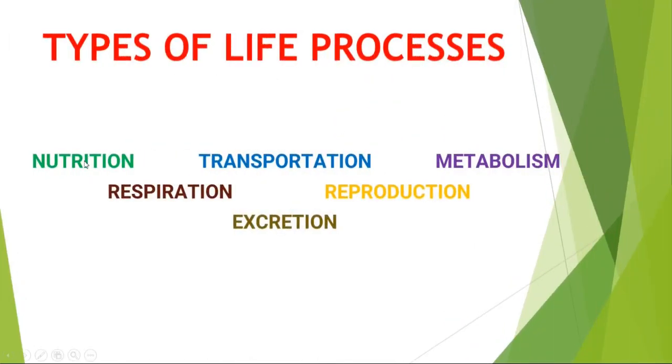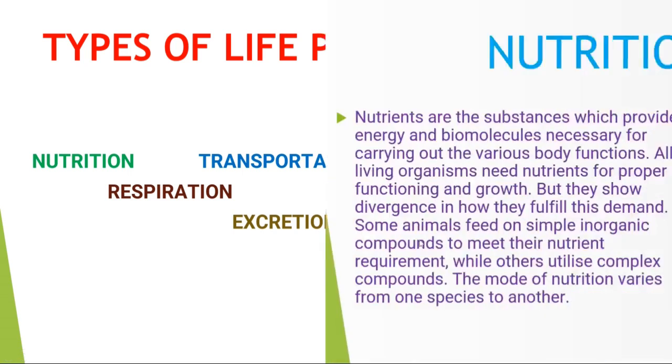The types of life processes are nutrition, transportation, metabolism, respiration, reproduction, and excretion. These 6 life processes help us to survive on this earth. If these 6 life processes did not continue inside our body, we would not be able to survive or to do what we are doing now. So let's move to the next slide.